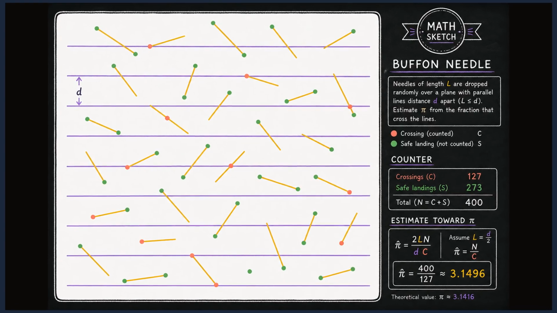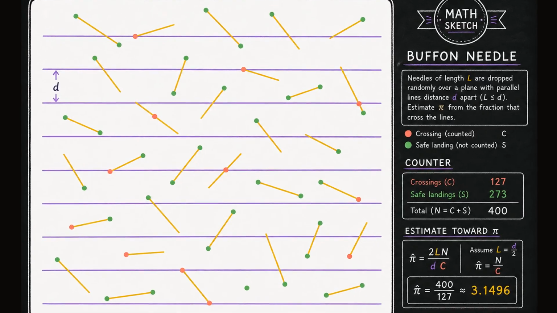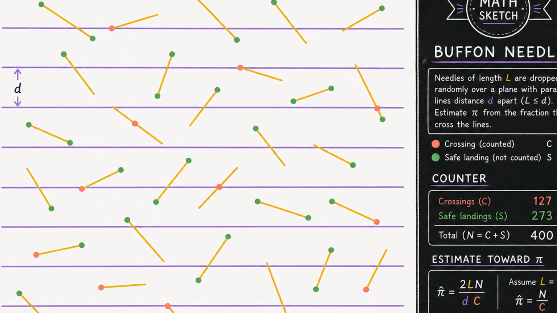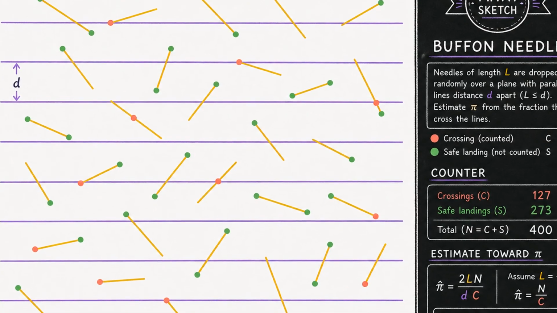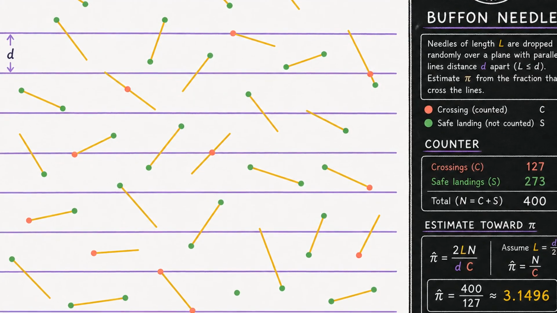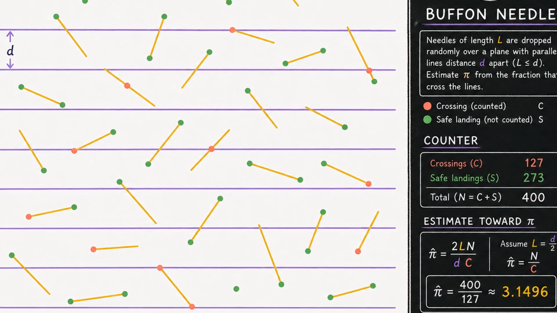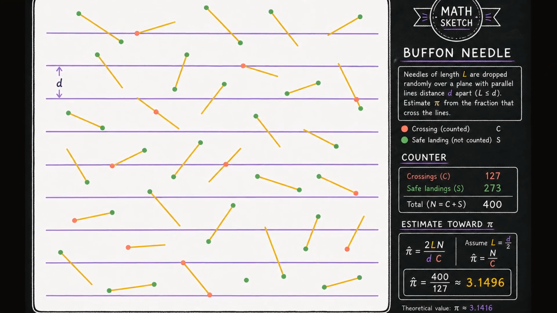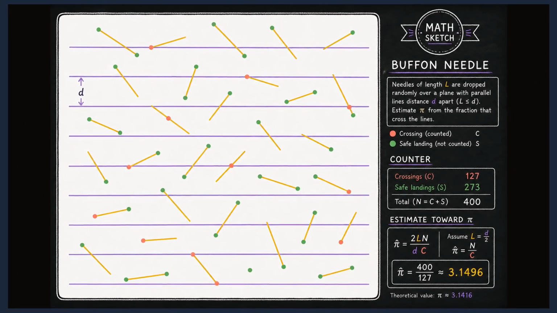Drop a needle on lined paper. The probability it crosses a line involves pi. Throw thousands of needles, count crossings, and you can estimate pi without measuring any circle. Randomness and geometry link through the same constant. That is not coincidence, it is structure.